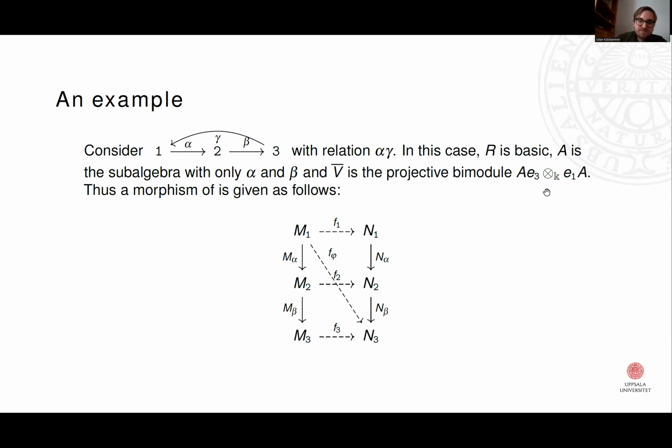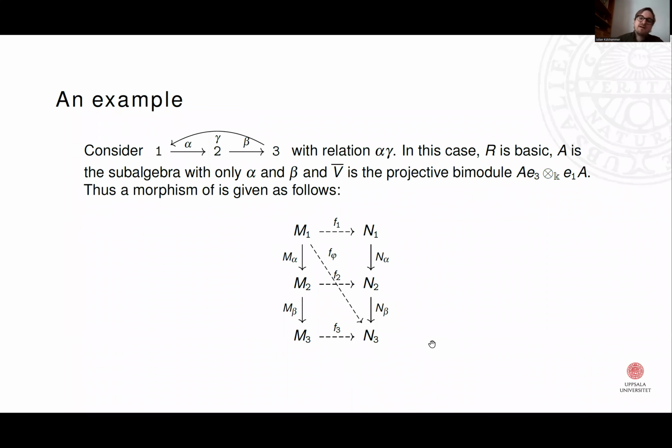Okay. So what is a morphism? I said a morphism is given by one map Fi from Mi to Ni, as usual, somehow for quiver representation. And then you have these maps Fi corresponding to the generators of your projective bimodule. So in this case, you have only one generator, Fi, going from 1 to 3, so to say. So you have to put a map Fi, which goes from the space M1 to the space N3.